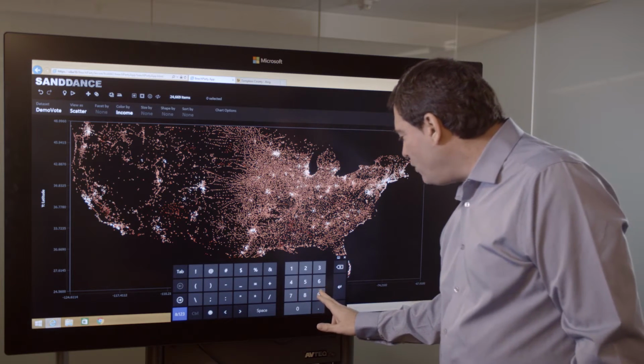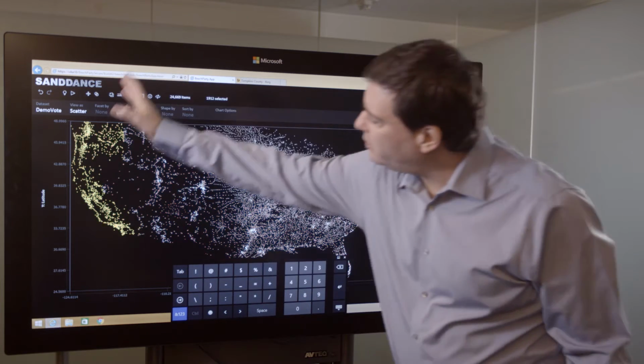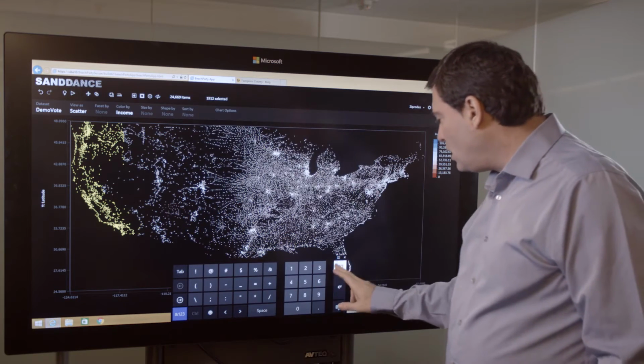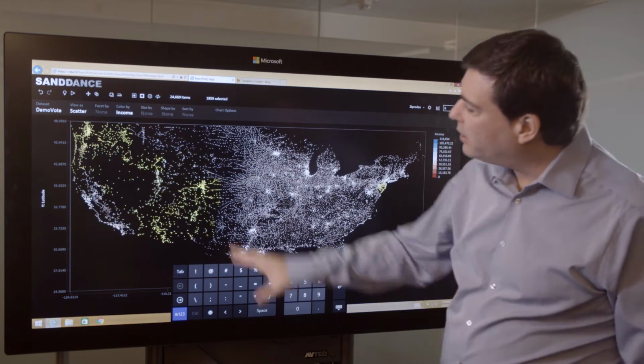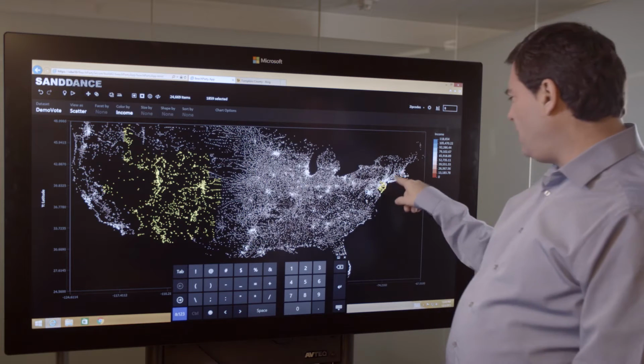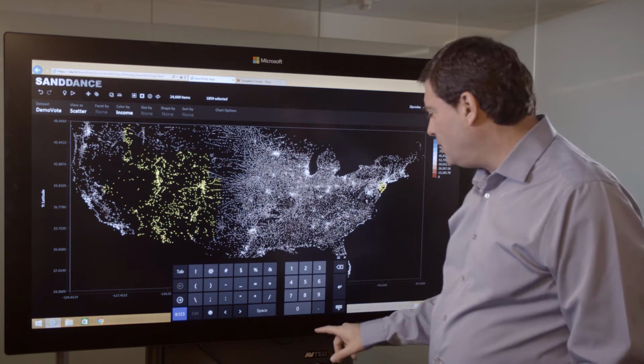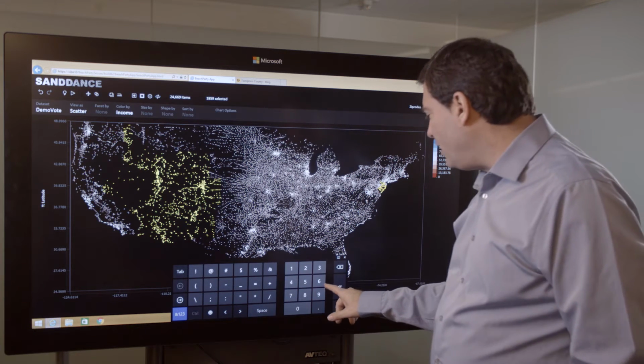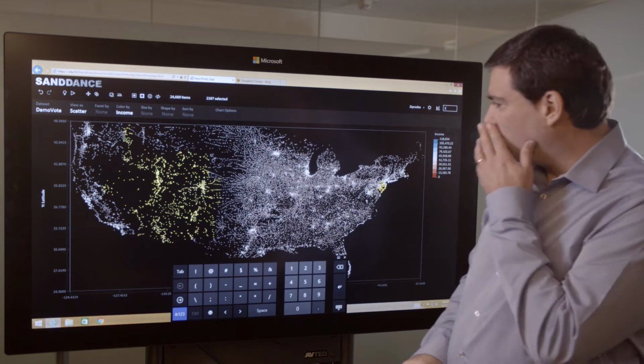I'm going to search for all the zip codes that start with a 9. You can see those are all over here. Well, what about all those that start with 8? Those are all over here. And a couple weird ones over there. And I'm going, this doesn't really look right. Let's go to like the 2s.